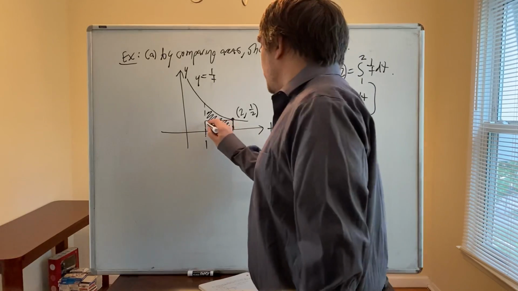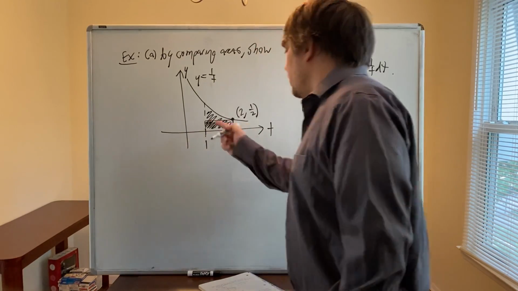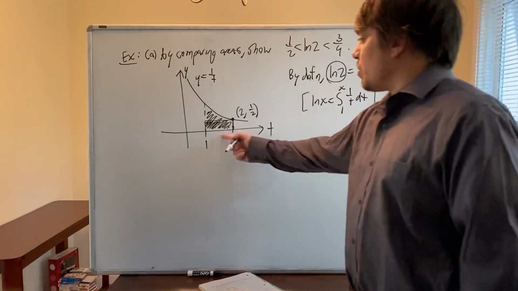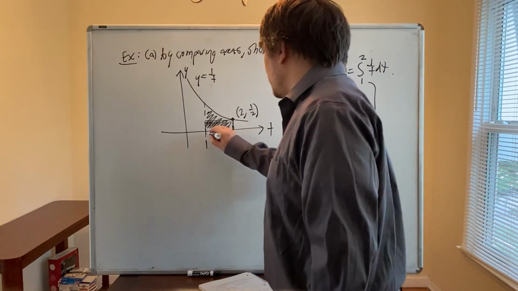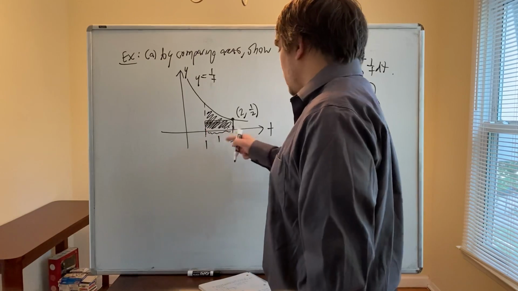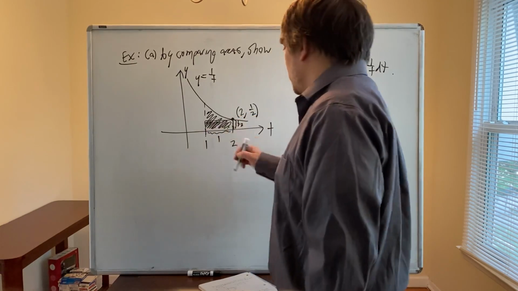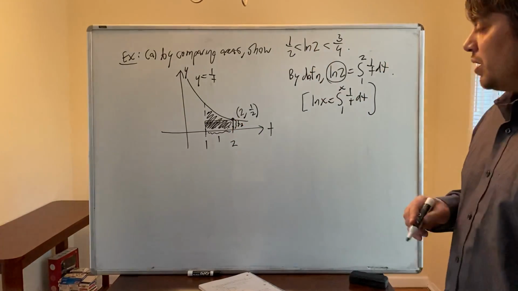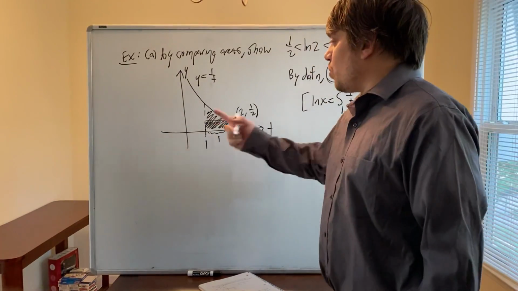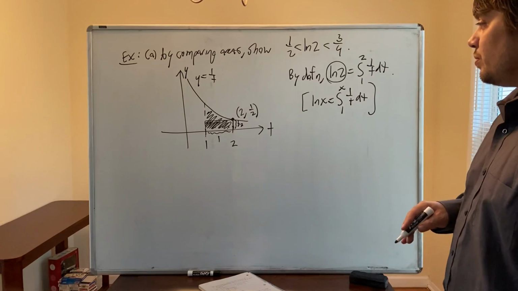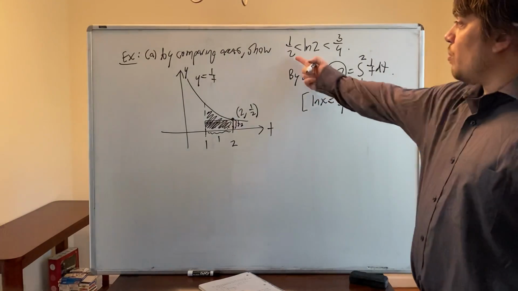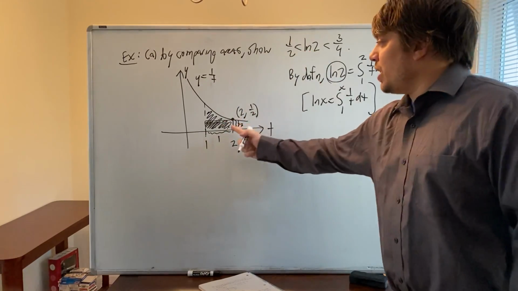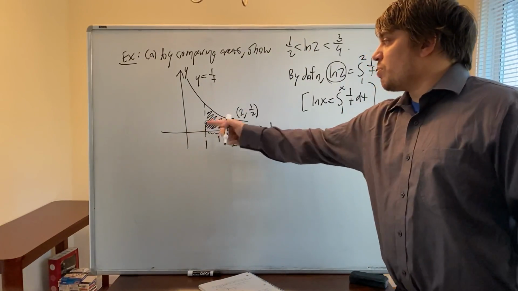Now if you look at the area of this rectangle here, the area of that is 1 times 1/2. The base is 1 from 1 to 2, and the height is 1/2. So the area of the small rectangle is 1/2. So that means that 1/2, the area of that rectangle, is less than ln of 2, the area of this space, which covers more space than that rectangle.